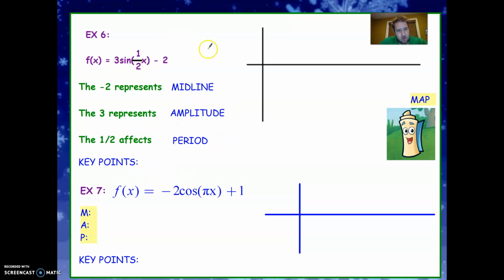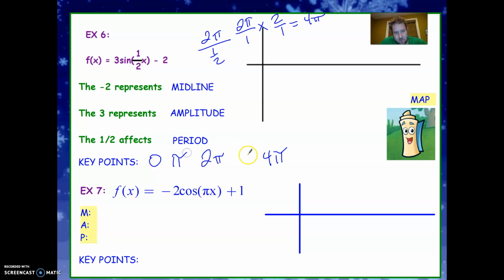Key points. So 2 pi divided by 1/2. So leave, change, means 2 pi over 1 times 2 over 1. Leave this alone, change the division to multiplication, change this to the reciprocal. 2 pi times 2 is 4 pi. So we now know it takes 4 pi amount of time in order to complete 1 full cycle. Half of that would be 2 pi, half of that is 1 pi, and half of that is 3 pi. Pretty easy there. So that's how I'm going to set this up.